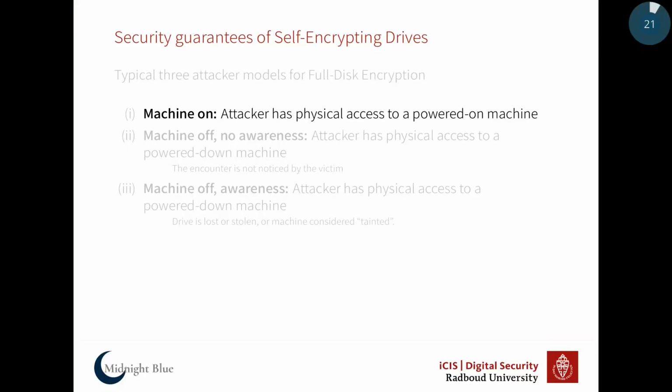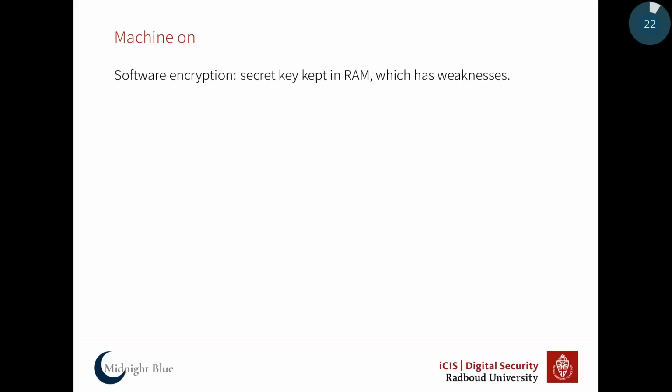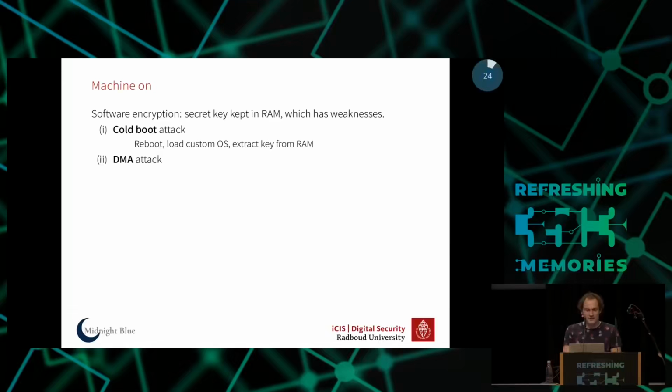So let's focus on the first one first. Software encryption keeps a secret key in RAM. It needs that to operate. So that has inherent weaknesses. You can extract that key from RAM with the cold boot attack, for example. I won't go into this in too much detail, but basically you load a custom OS, and then you extract it from its previous state. Or you could do a DMA attack, for example, through Thunderbolt or Firewire and that kind of stuff.